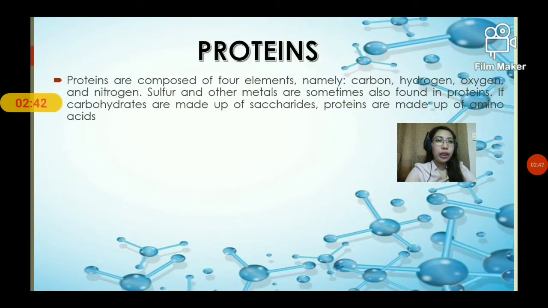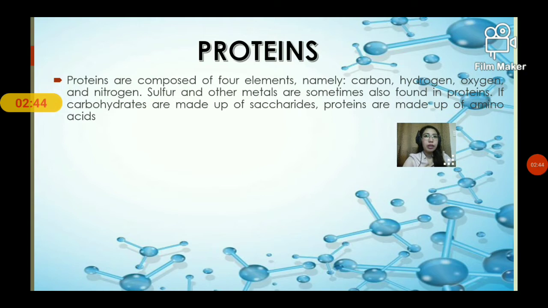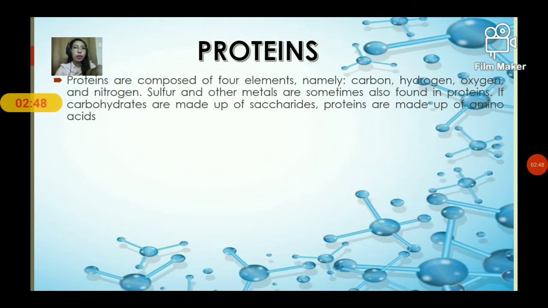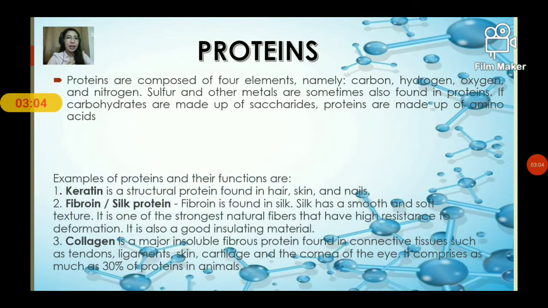Next, proteins. So what are proteins? Proteins are composed of 4 elements, namely carbon, hydrogen, oxygen, and nitrogen. Sulfur and other metals are sometimes also found in proteins. So if carbohydrates are made up of saccharides, proteins are made up of amino acids.